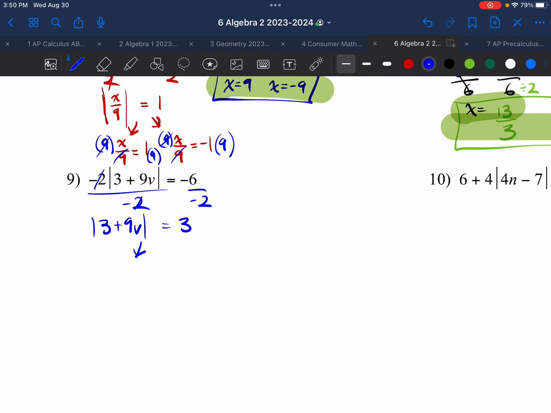From here, I have the absolute value that I need to undo, which means I'm going to separate this into 2 different equations. The first equation is 3 plus 9v is equal to 3, sorry about that. And the second equation is going to be 3 plus 9v. Again, keep the insides and change the outside. Is going to be -3. And I'm going to solve each of these the exact same way.